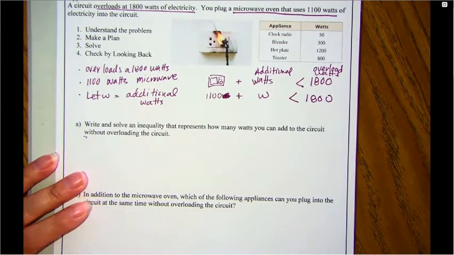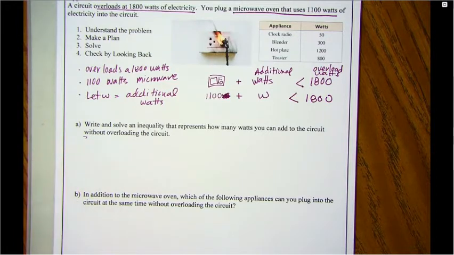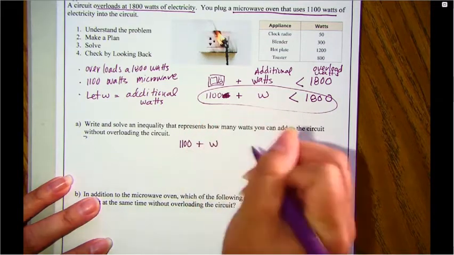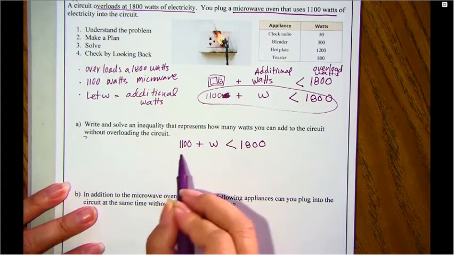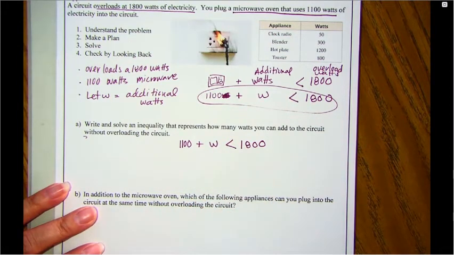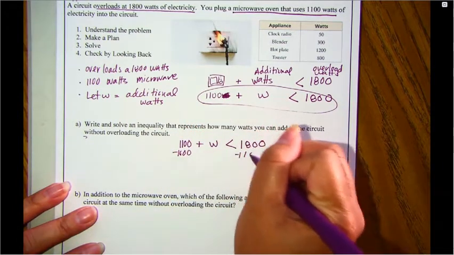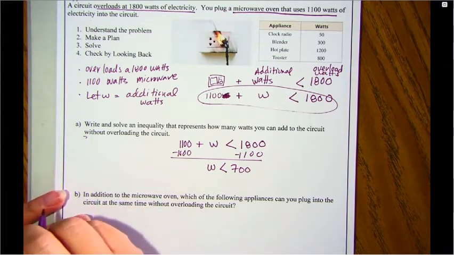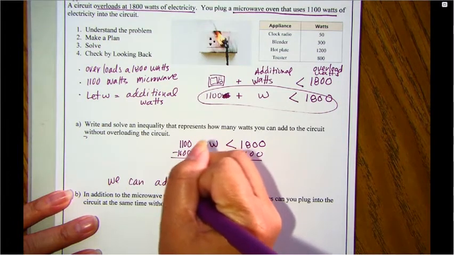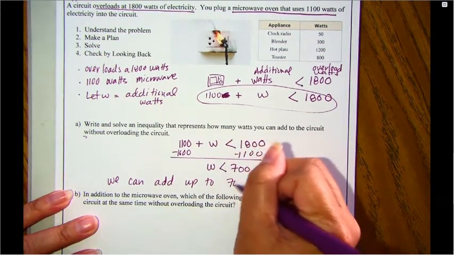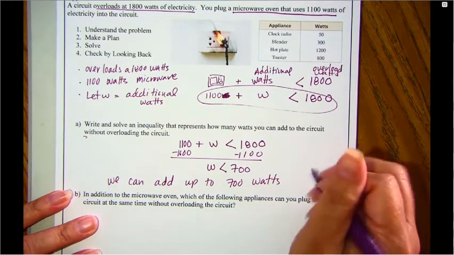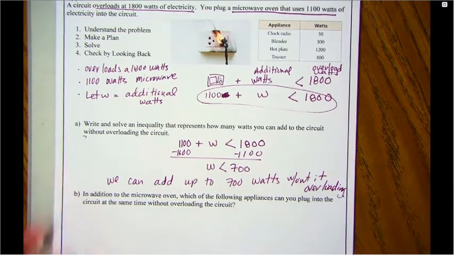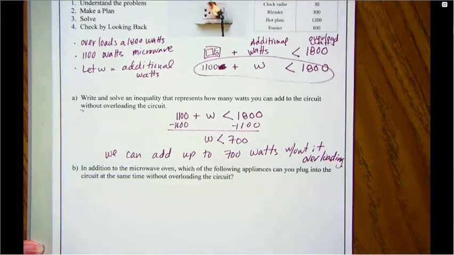It says, A, write and solve an inequality that represents how many watts you can add to the circuit without overloading the circuit. We have our inequality right here, so we're going to solve for that. 1100 plus W is less than 1800. So 1100 watts plus additional watts has to be less than 1800 watts. When we solve for that, we get W is less than 700 watts. In words, we would say we can add up to 700 watts without it overloading. Because it's a word problem, please make sure to write complete sentences explaining that.